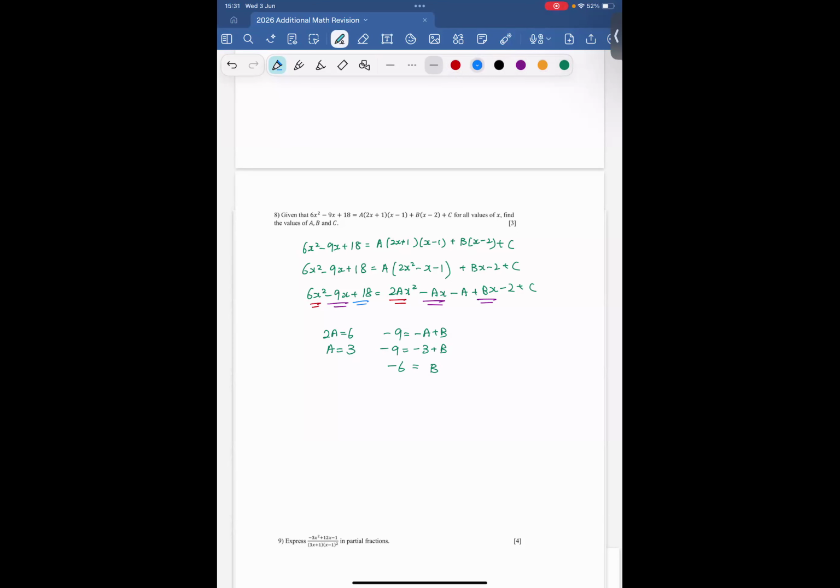Finally, we compare the numbers with the numbers. Oh, wrong, this one has 2b. So we compare the numbers with the numbers: 18 equals minus a minus 2b plus c. We know a is 3, b is minus 6. So c is equal to 9.